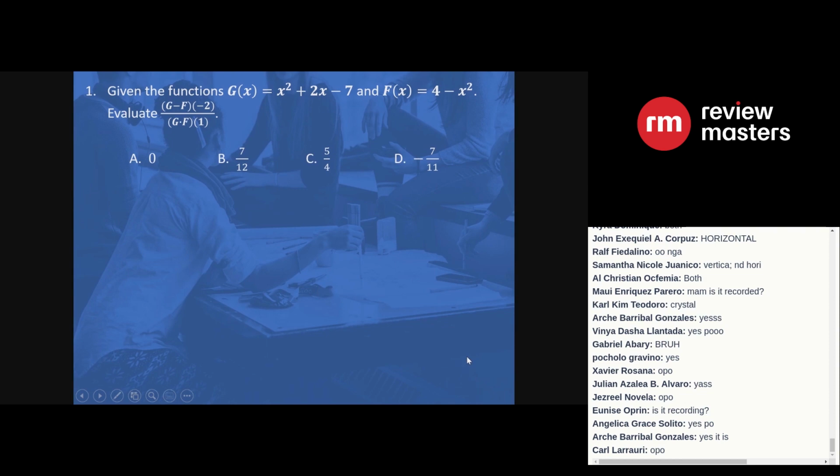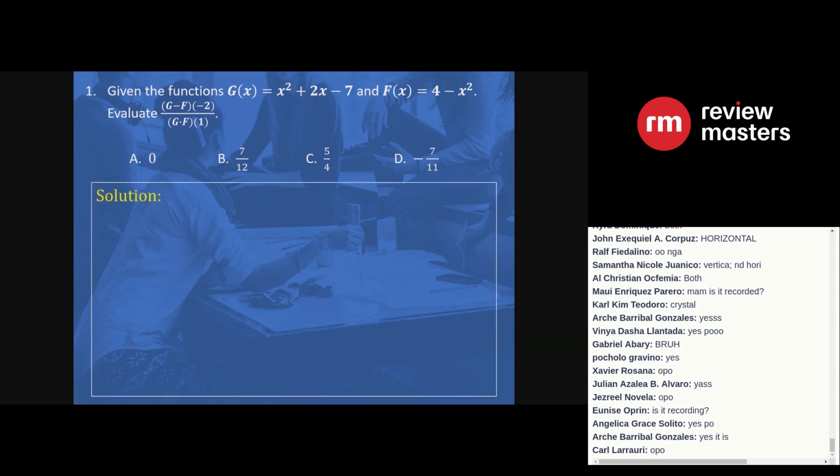And you want to evaluate this expression here. So in the numerator, you have g minus f at negative 2. So you have the difference of two functions. If you operate on functions using the difference, it's really simple.